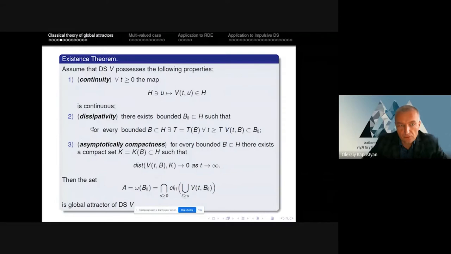And if all these assumptions hold, then the set A equals omega of B0 is a global attractor of our dynamical system. And I want to underline that omega of B0 doesn't equal the union of all omega limit sets of u0 where u0 belongs to B0. This is the wider object.